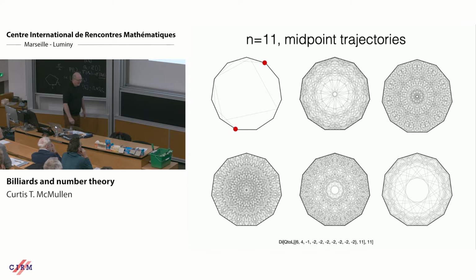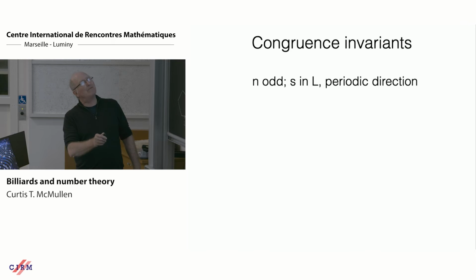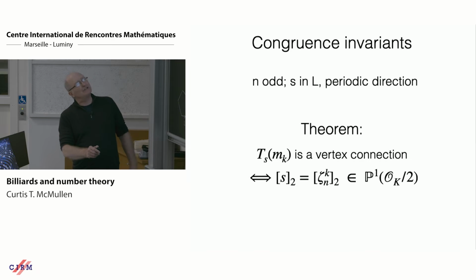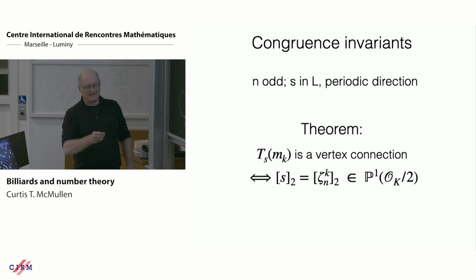And the theorem is that the vertex connection is a congruence invariant. So what this means, let me state the theorem, is that this will apply when n is odd, so n is 5 or 11. We look at a periodic direction specified by an element of our complex field L, and the theorem is that the trajectory t at slope s, starting at the kth midpoint, I call the bottom midpoint m0 and then go around the pentagon or around the n-gon, is a vertex connection if and only if, when I reduce the slope mod 2, I get the kth power of the nth root of unity reduced mod 2 on this finite projective line.